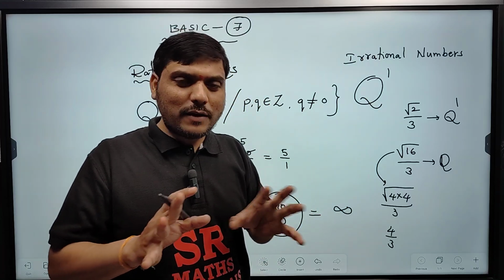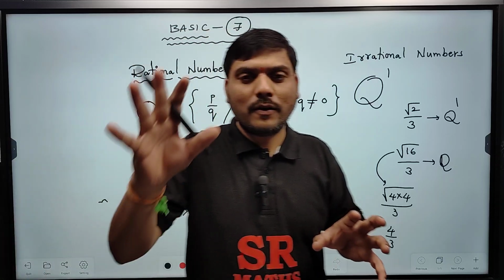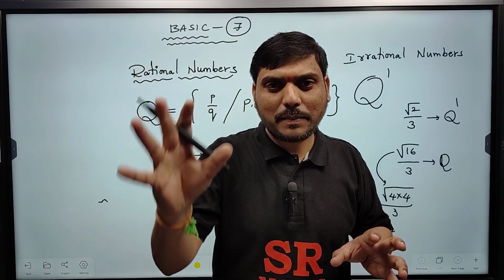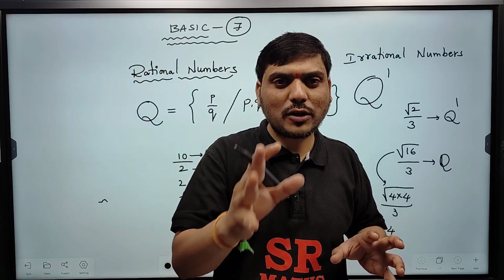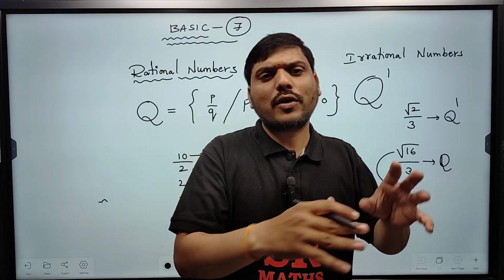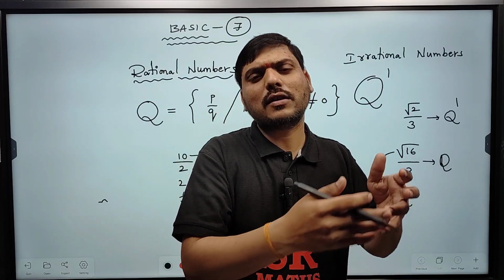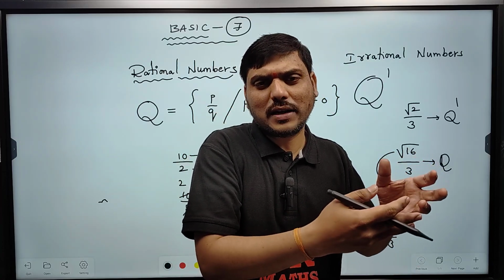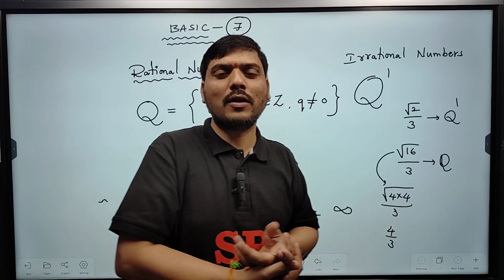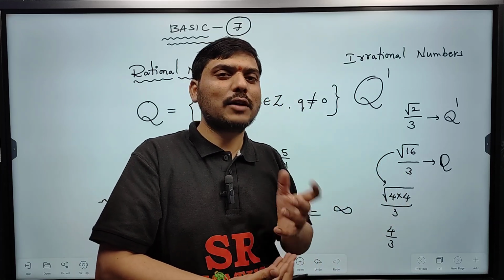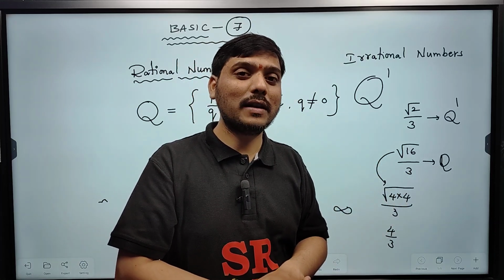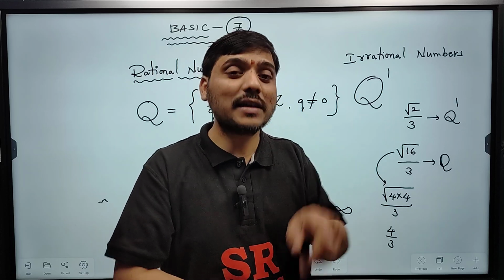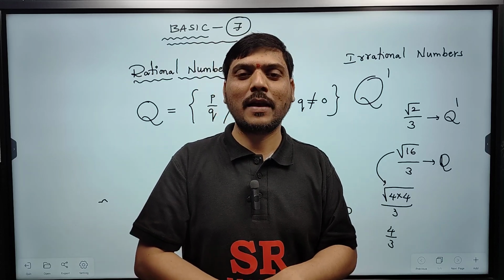Now, what is the difference between rational and irrational? Numbers that can be written in the form p by q, where p, q belong to Z, are rational. You cannot write p by q form when p, q do not belong to Z, like root 2, root 3, root 5. These numbers cannot come outside of the root, so this type of number is not rational; it is called an irrational number.